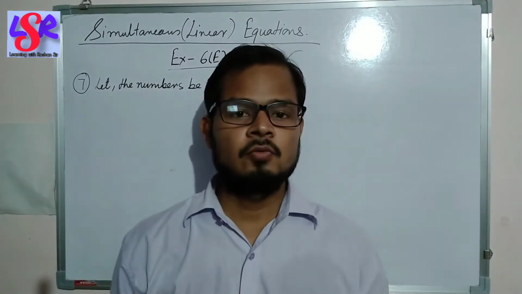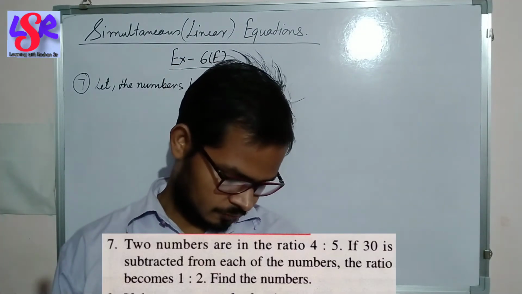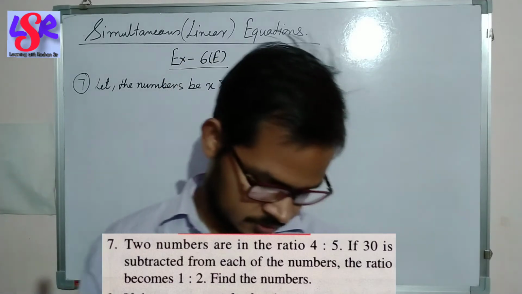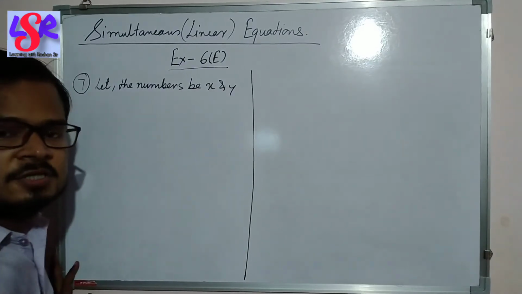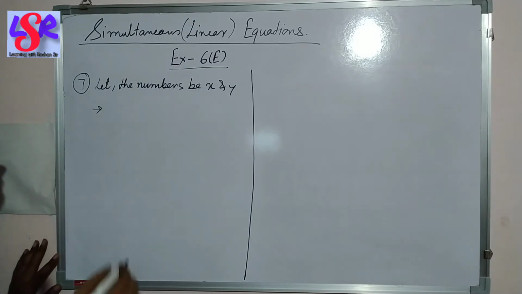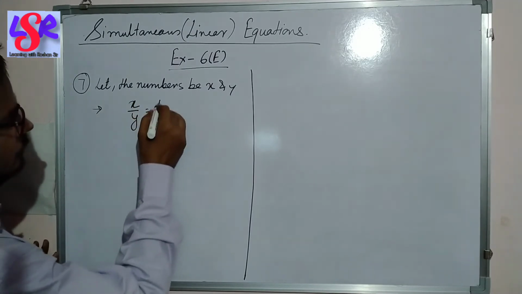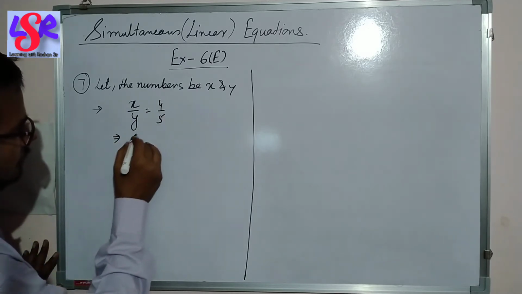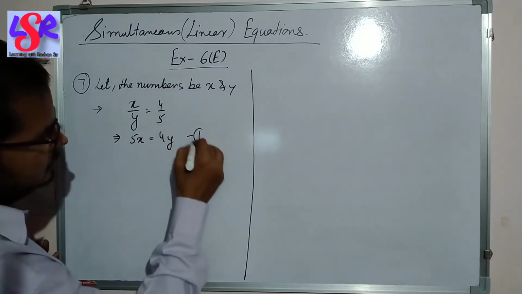Now let's go with question number 7. Here we have two numbers in the ratio of 4:5. If 30 is subtracted from each of the numbers, the ratio becomes 1:2. Find the numbers. Let the numbers be x and y. For the first equation, as they are in the ratio of 4:5, this can be written as x upon y equals 4 upon 5, and from here we can write 5x equals 4y. This is your first equation.